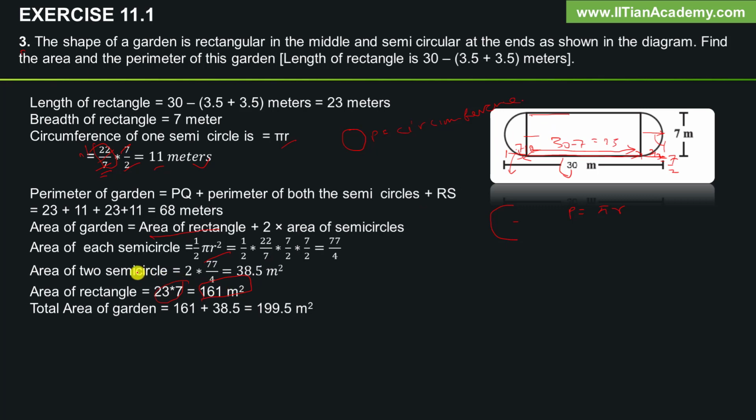Area of semicircle is half into pi into r square, which is equal to 77 divided by 4. Hence, area of two semicircles and one rectangle is 199.5 meters square.